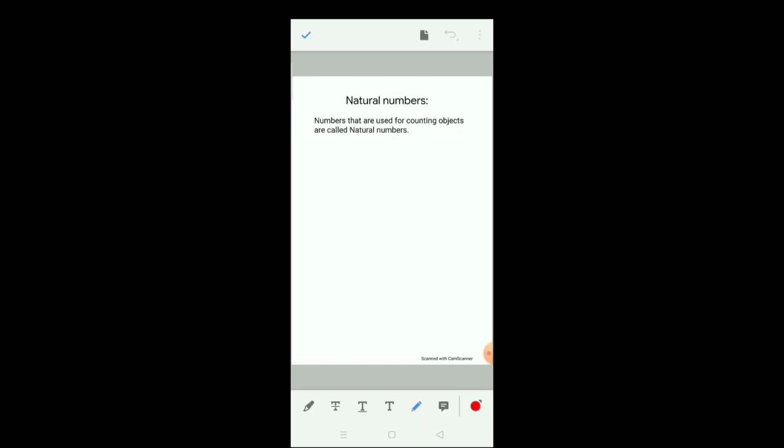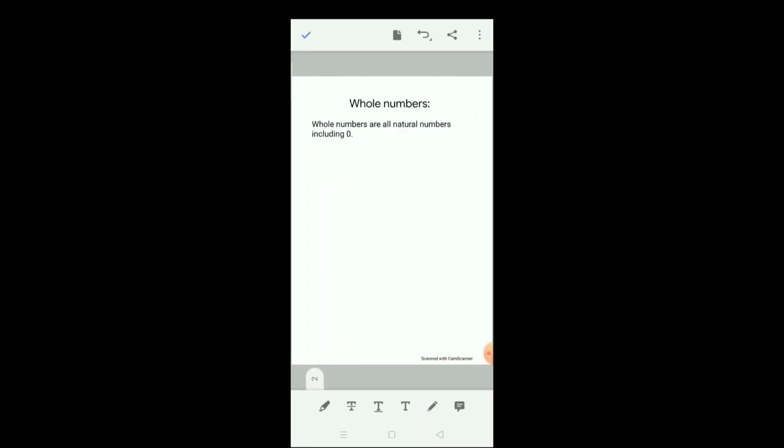So we can say that the numbers 1, 2, 3, 4, 5, 6, 7, 8 up to infinity are natural numbers. Or in other words, numbers which start from 1 and end at infinity without having fractions or decimals are called natural numbers.